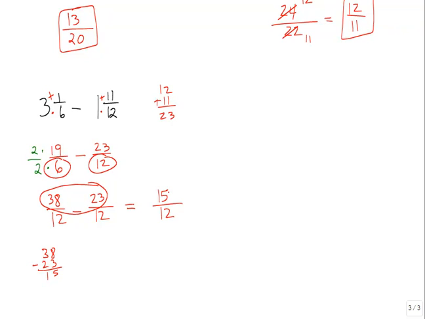Last but not least, is this reduced? Hopefully you see that it isn't, because 15 and 12 are both divisible by 3. So if I divide 15 by 3, I'm left with 5. And if I divide 12 by 3, I'm left with 4. And 4 and 5 do not have any common factors, so this is reduced.